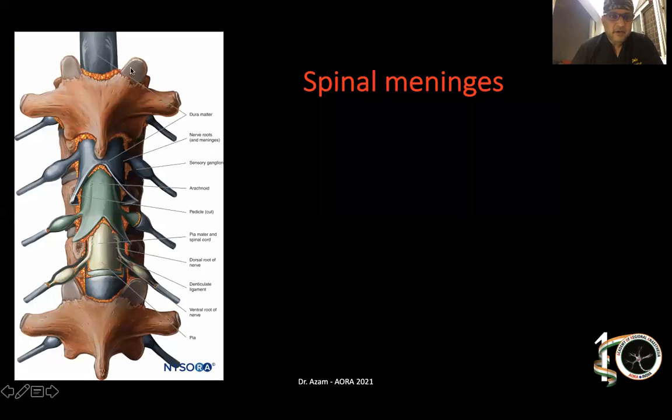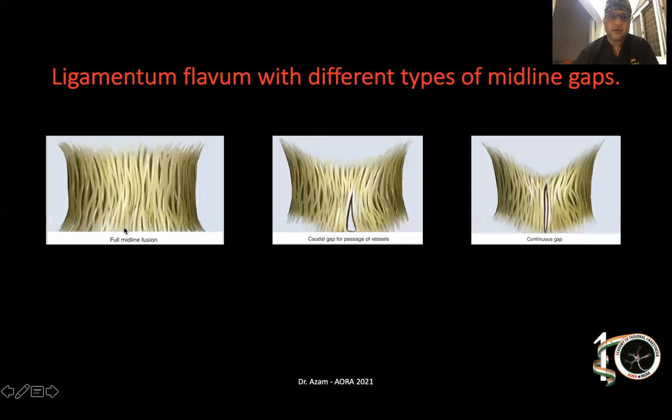Now, in this slide, you can see the dura mater, which is gray in color. A dark green is arachnoid, and you have the pia mater and the spinal cords. So just to get the overview of the spinal cord, how it looks. This is a very important slide where if you see here, this is the ligamentum flavum. So ligamentum flavum with different types of midline gaps. It may sometimes create midline gaps. What is its importance? The ligamentum flavum midline gaps represent incomplete fusion of the right and the left ligamentum flavum.